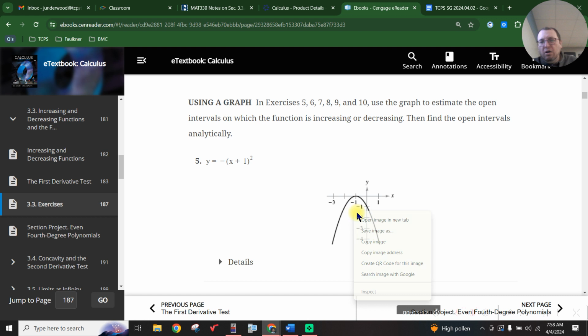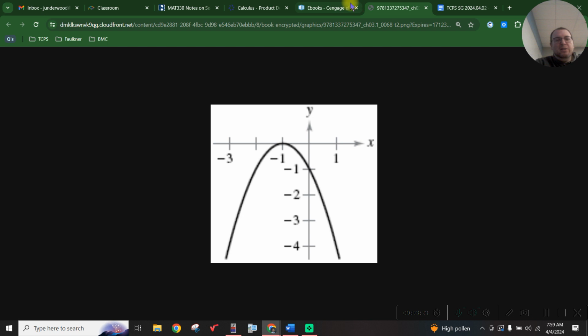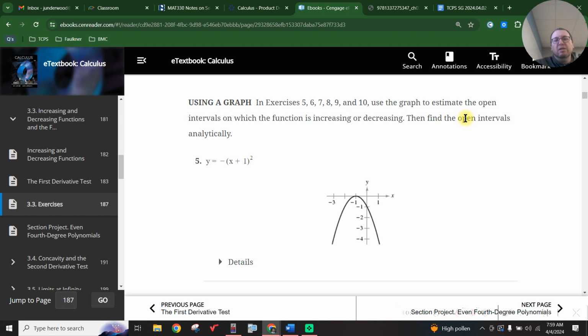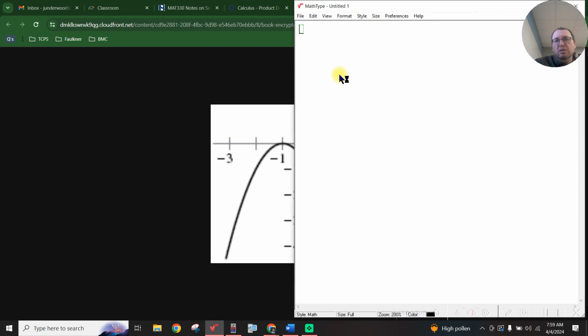I'm going to start here with number five. This is more practice before we get to the real problems. It says use the graph to estimate the open intervals on which the function is increasing or decreasing. We're going to just pay attention to those directions first. Tell me where you think this thing is increasing and where is it decreasing?